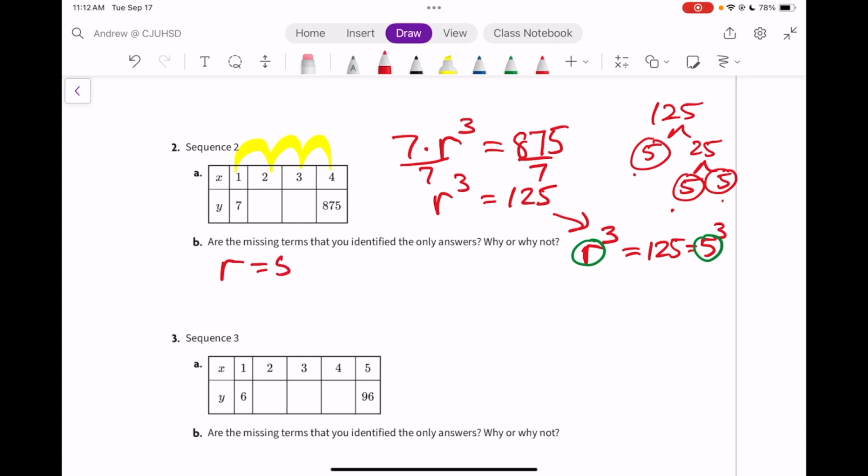And could that be negative 5? Well, let's fill in the numbers first. So this 7 times 5 would be 35. And then 35 times 5 is 175. So if we stuck in a negative, then this would go negative, then this would go positive, this would go negative. So no, it won't work for r equals negative 5.